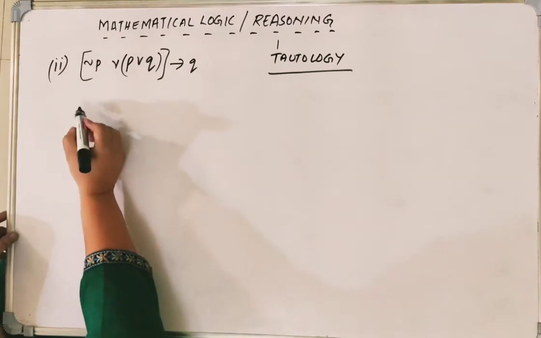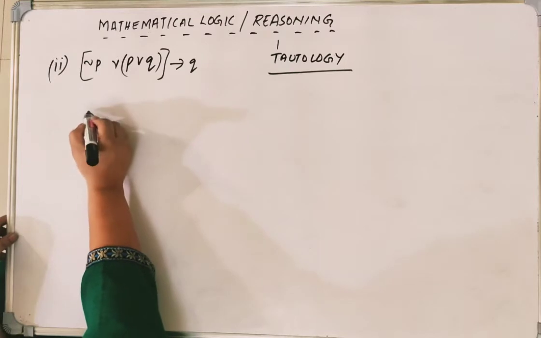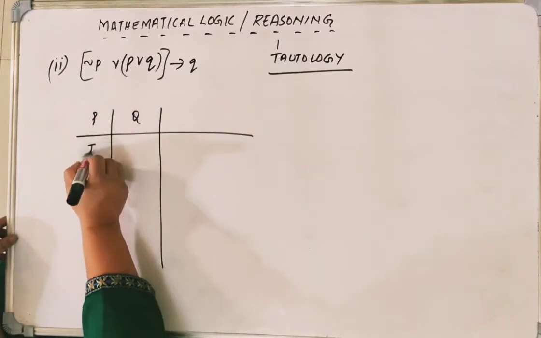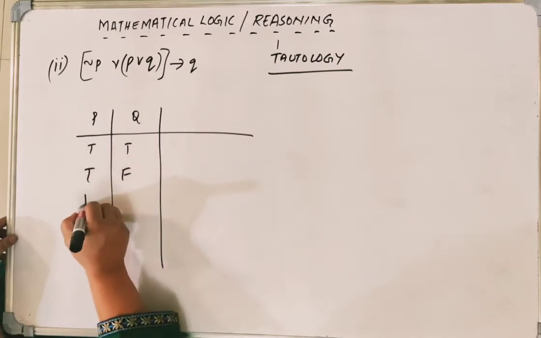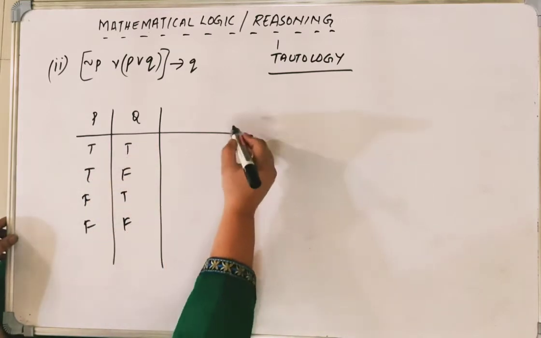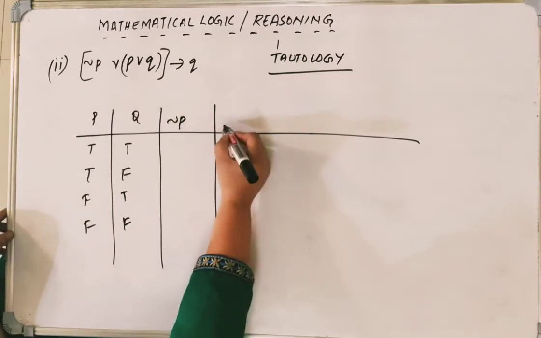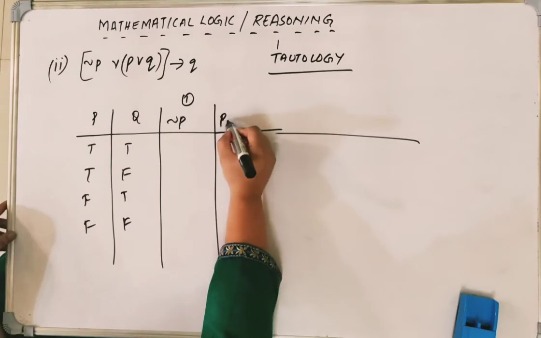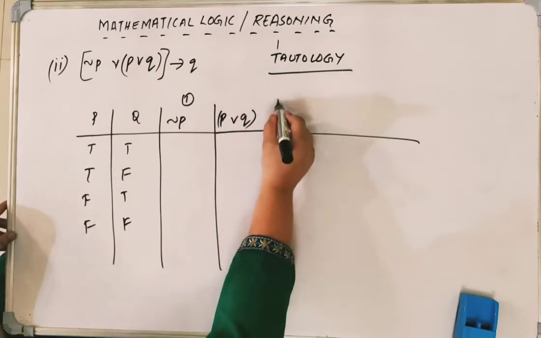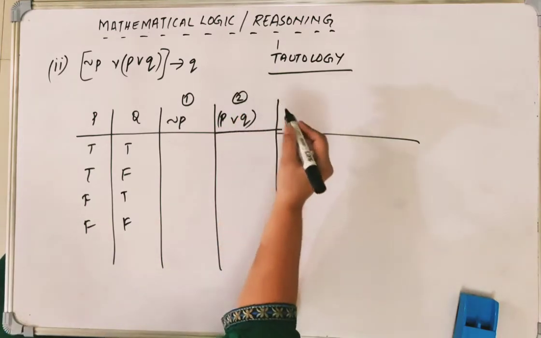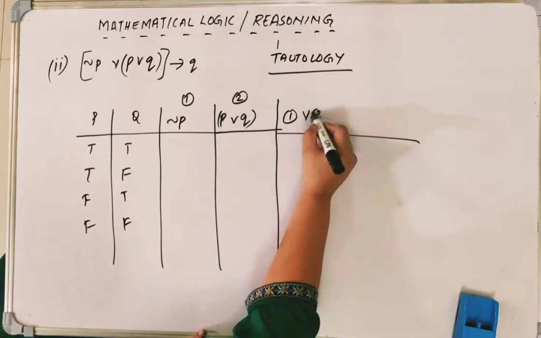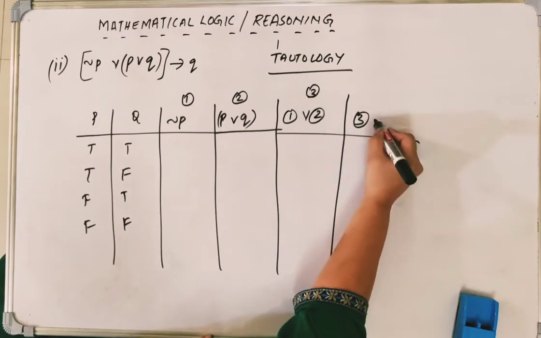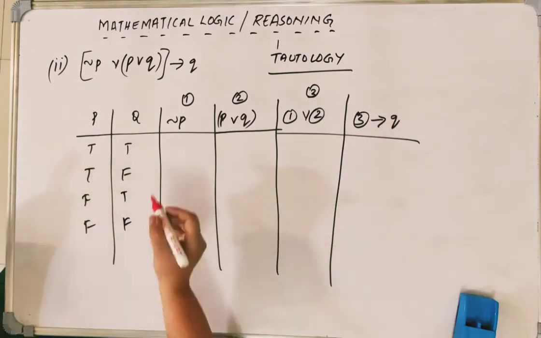So let's start writing the truth table. We have only two statements here, P and Q. So we'll quickly write the truth values. True, true, true, false, false, true, false, false. Then not P. Then P or Q, let's call this the second. So 1 or 2, and then let's call this 3. Then 3 conditional Q.